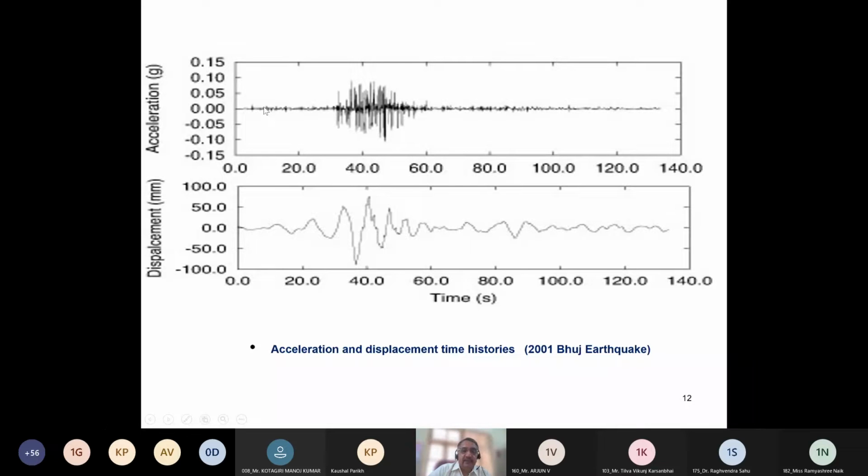And this is the displacement time history. More than 10,000 people died during this earthquake. And look at the time, it is only 2 minutes. The entire quake lasted less than 2 minutes. And if you look at the strong motion, this is around the 30 to 60 seconds region.